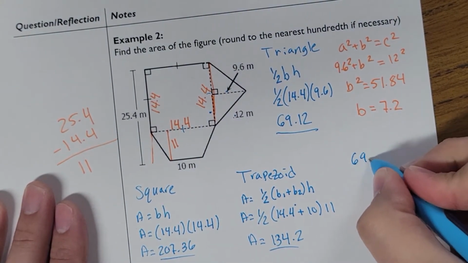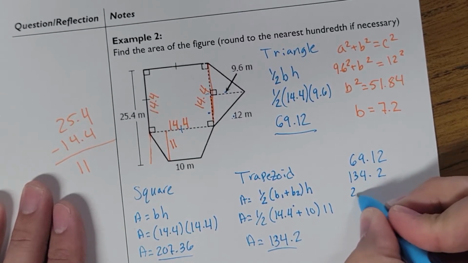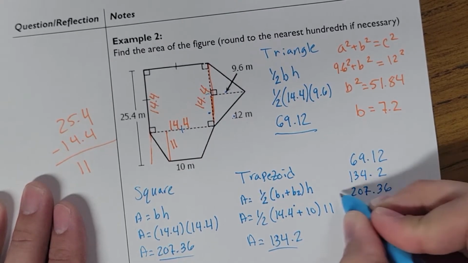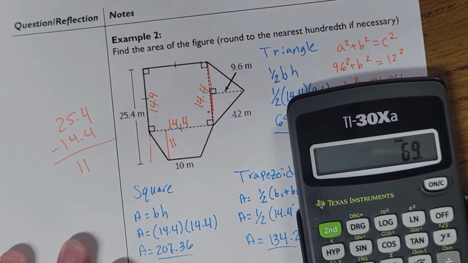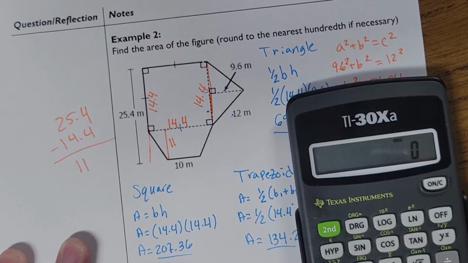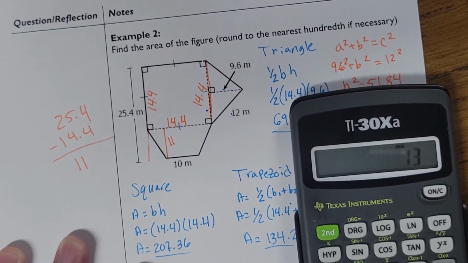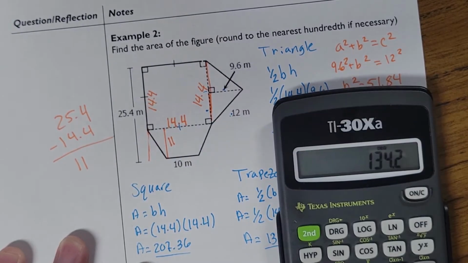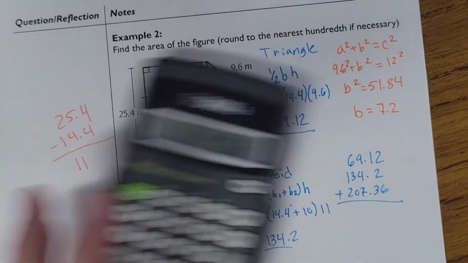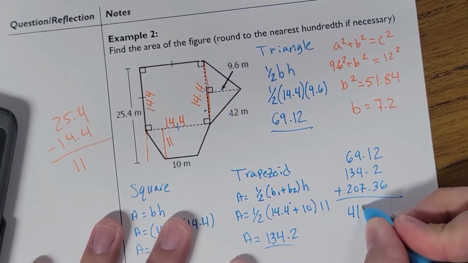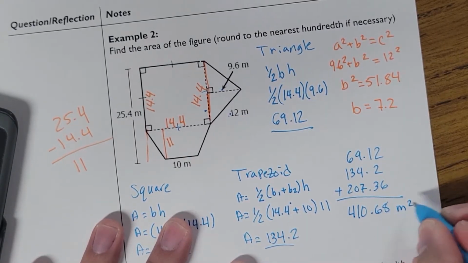So 69.12, 134.2, and 207.36. Add that all up. 69.12 plus 134.2 plus 207.36 equals 410.68. And our units, in this case, were meters, so we've got meters squared.